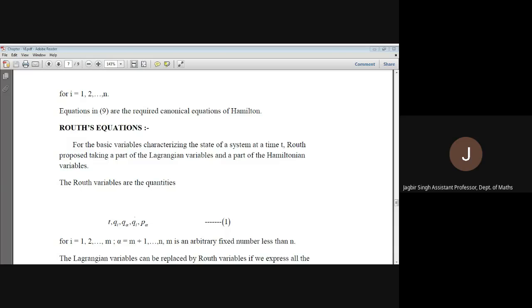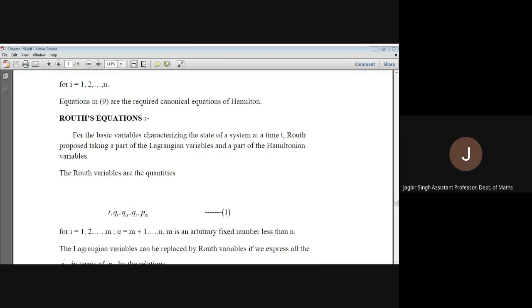So he had taken t, qi, q alpha, qi dot and p alpha, where i varies from 1 to m and alpha varies from m plus 1 to n. So Routh proposed the new variables t, q1, q2, qn, then q1 dot, q2 dot, qm dot, then pm plus 1, pm plus 2 and pn. These were the variables proposed by Routh.